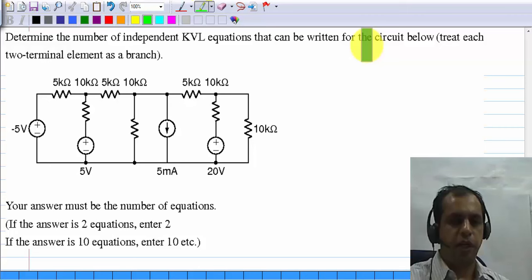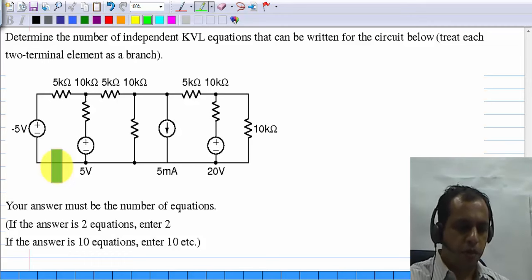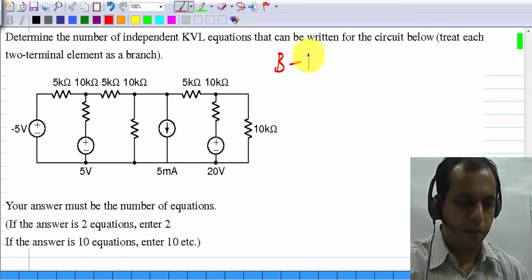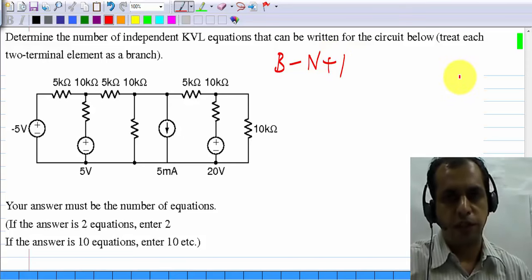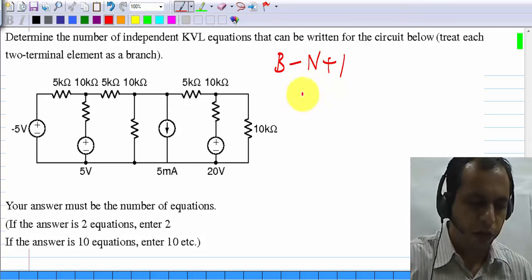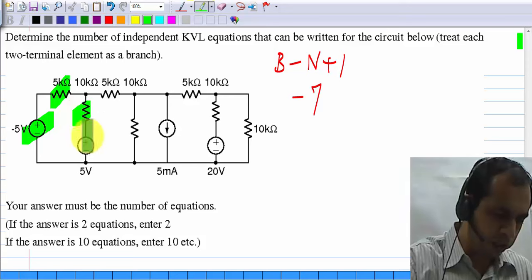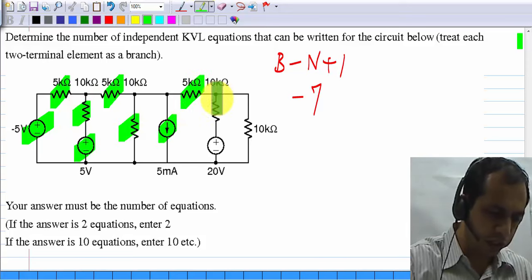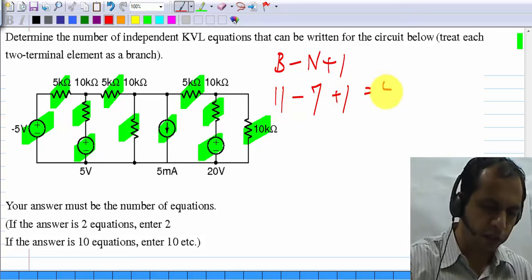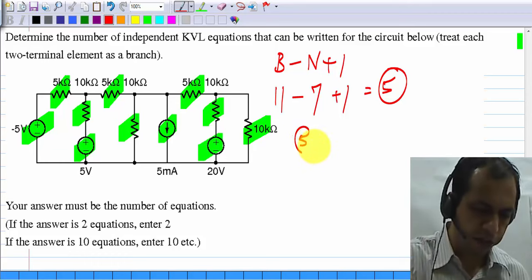And the number of independent KVL equations, how do you find out? You have to actually count the number of independent loops that can be formed. If the number of branches is B and the number of nodes is n, B minus n plus 1 is the number of independent KVL equations. And n, we already counted, is 7 nodes. Number of branches: 1, 2, 3, 4, 5, 6, 7, 8, 9, 10, 11. Okay. So 11 minus 7 plus 1 equals 5. So the number of independent KVL equations you can write in the circuit is 5.